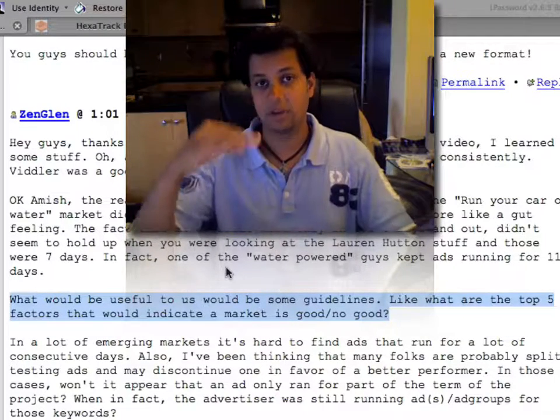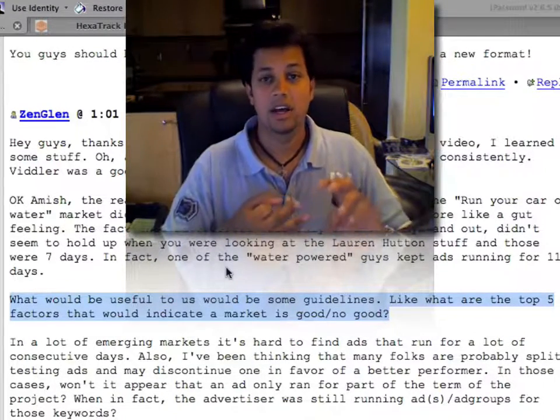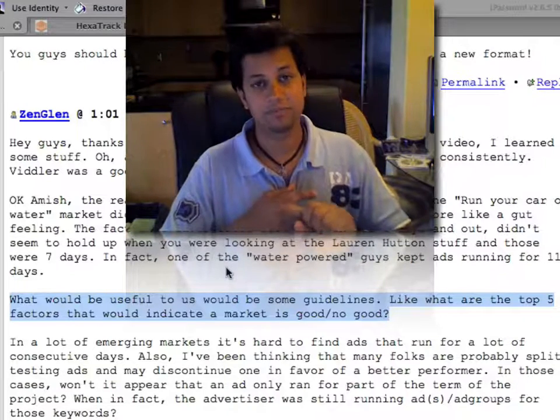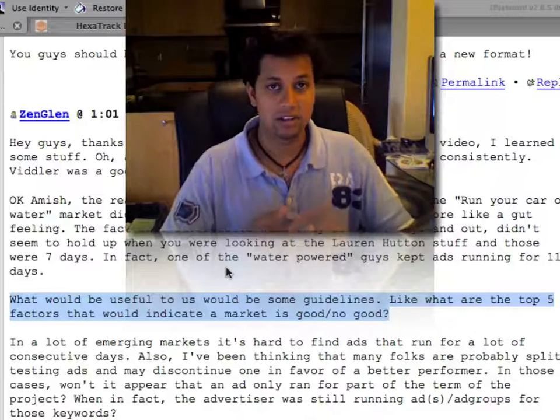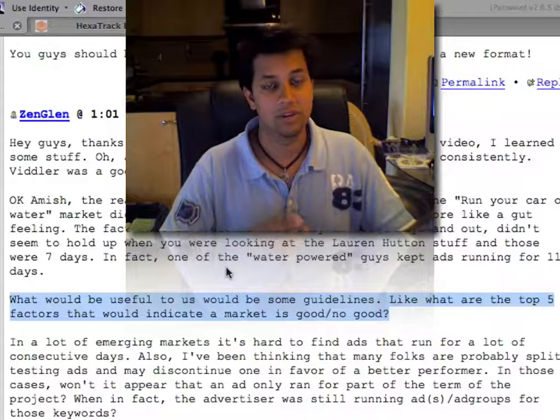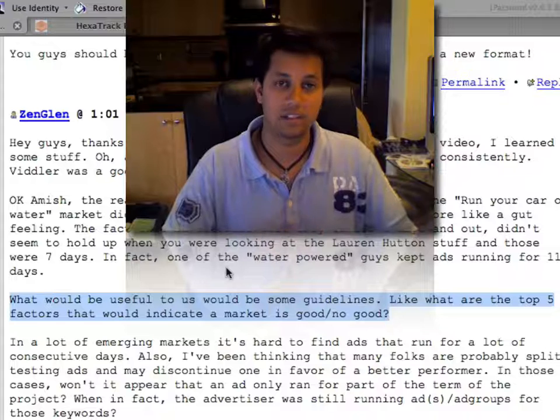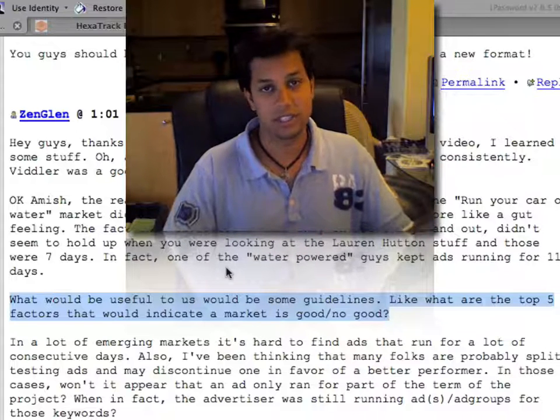So, it's kind of like a progression. Search volume, competitors, landing page quality. You also want to use HexaTrack to see the longevity of the ads. Now, the longevity of the ads will tell you whether they're making money or not, because the longer the ad shows, the more money that someone's actually going to make, right?